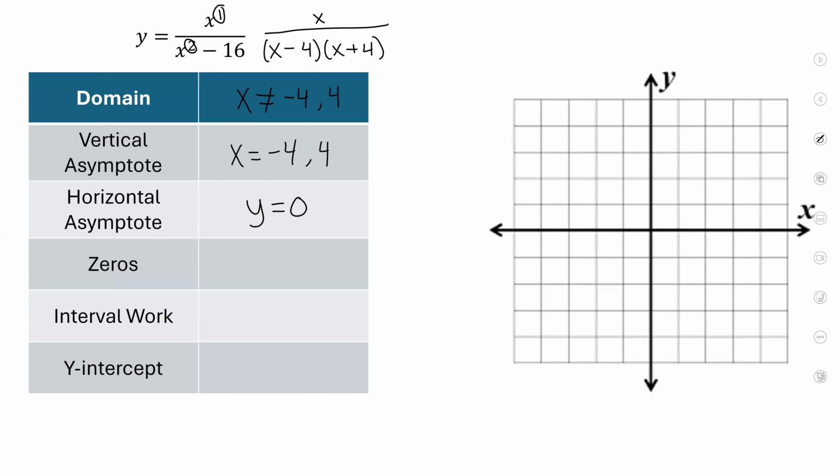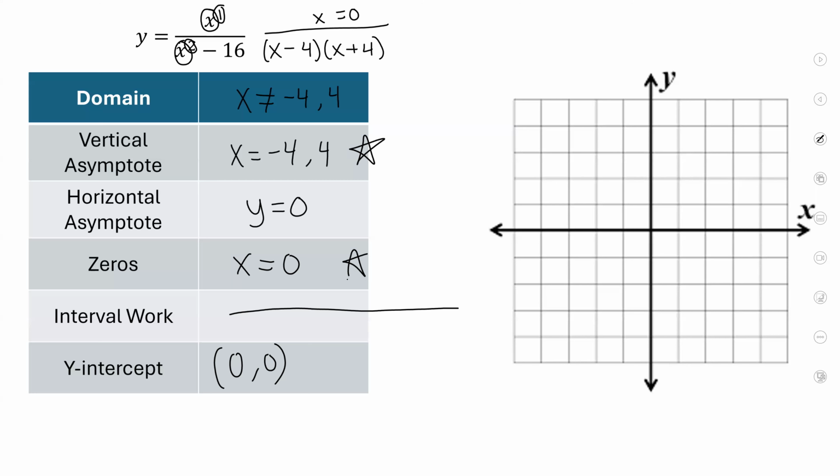Zeros, you set the numerator equal to 0 and solve it. That's just x equals 0. My y-intercept, you plug in zeros everywhere. So 0 divided by negative 16 is just 0. So my y-intercept is at 0. For interval work, you only look at the vertical asymptote and the zeros. So I'm going to look at -4, 0, and 4 and test numbers to see what I would get.